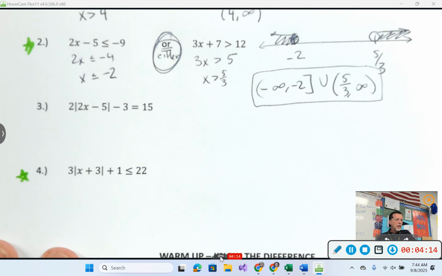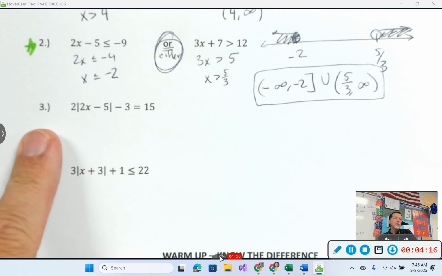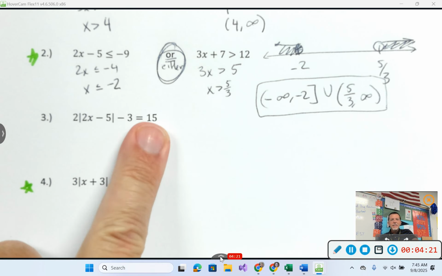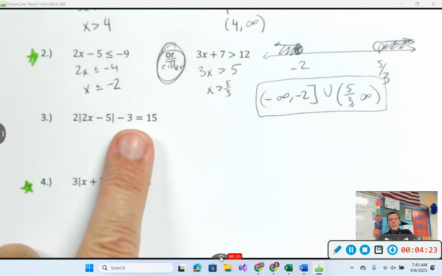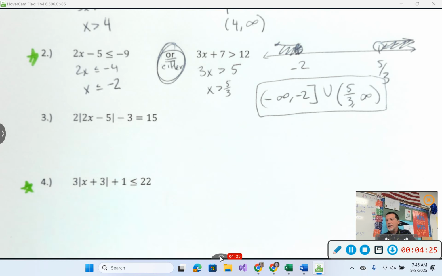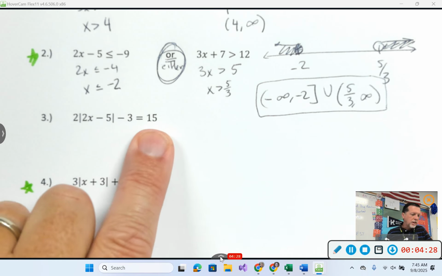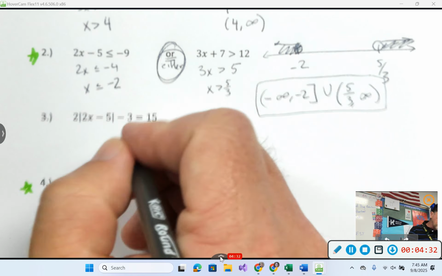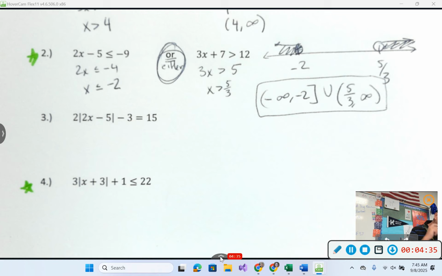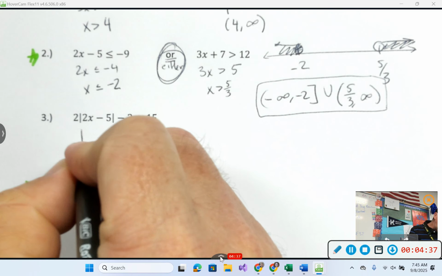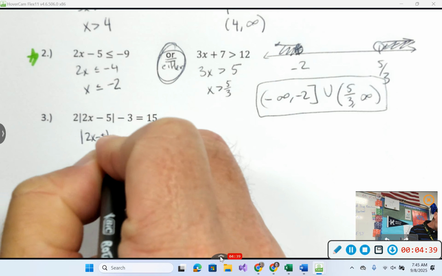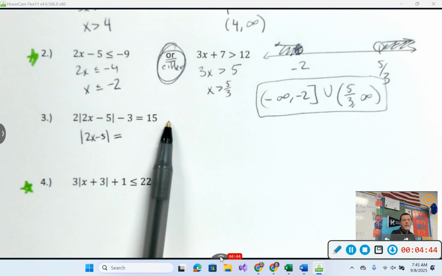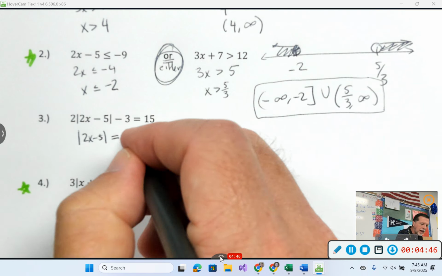Number 3, how did I know right away that this wasn't going to be an interval notation problem? Yeah, it's an equality, so at most I'm going to get 2 answers. I'm not going to get a range of answers. I'm probably going to get 2. Maybe one doesn't work, maybe none of them work, but at most 2 answers. Let's see. Limited on space. So 2 steps at once. I'm going to add 3 to get 18, and then divide by 2 and get 9.